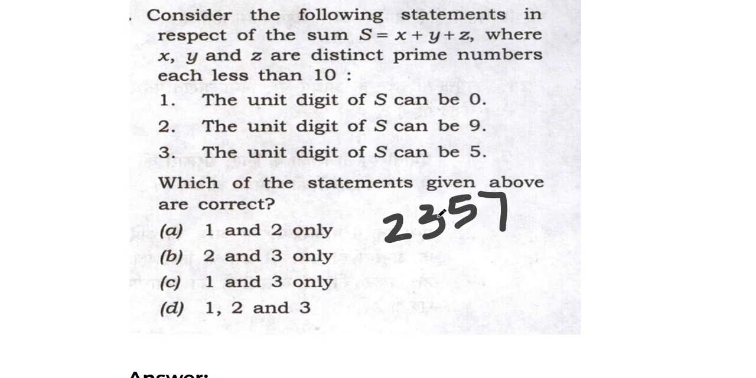Just try to add 3 digits here, because you can take any 3 digits, right? Just see, if you add any 3 digits, are you getting 0 at the end? Let us check. 2 plus 3 plus 5, it gives us 10, right? So which has unit digit 0. So this statement is correct. Okay, as simple as that.